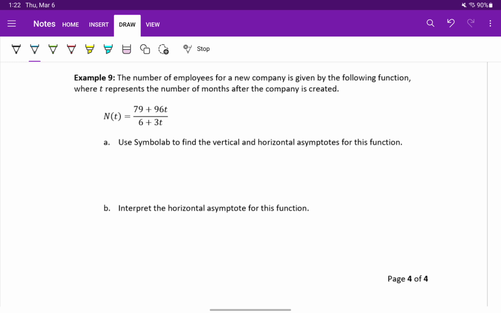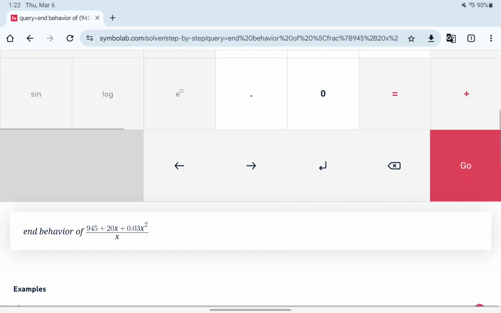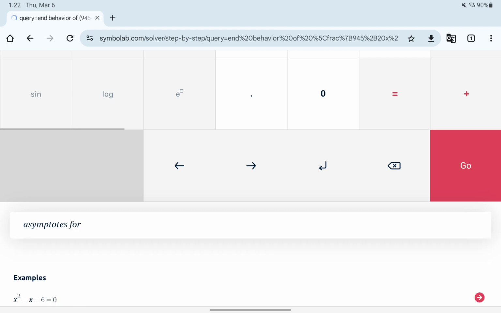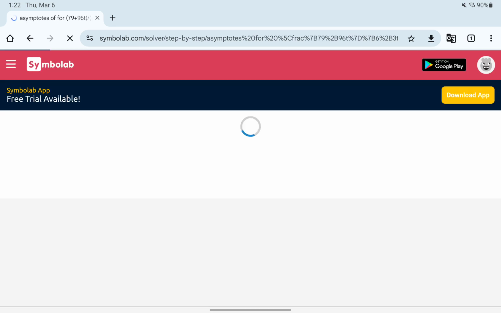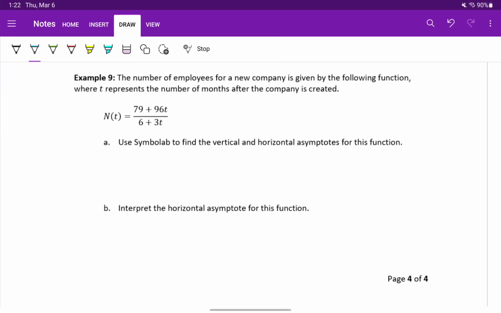In example 9, now we're given a rational function that represents the number of employees for a new company where T represents the number of months after the company is created. We want to first find any horizontal and vertical asymptotes for this function. We can do that by asking Symbolab for asymptotes for this given function, 79 plus 96t divided by 6 plus 3t. And we have a vertical asymptote at t equals -2, horizontal asymptote at y equals 32.